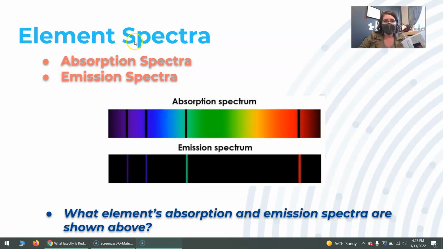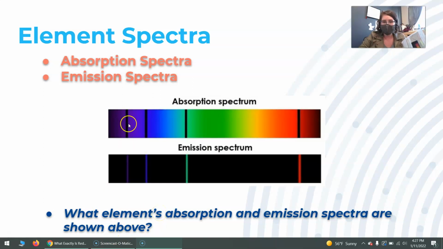Oh, just kidding. First, we're going to learn about the different element spectra. If we look at these two spectra, we can see that they're complementary to each other. This is an absorption spectra, so it's showing you where the light is missing, and this would be emission, so this would be the light this element would give off. Can you see this and tell which element it is based on the last picture?